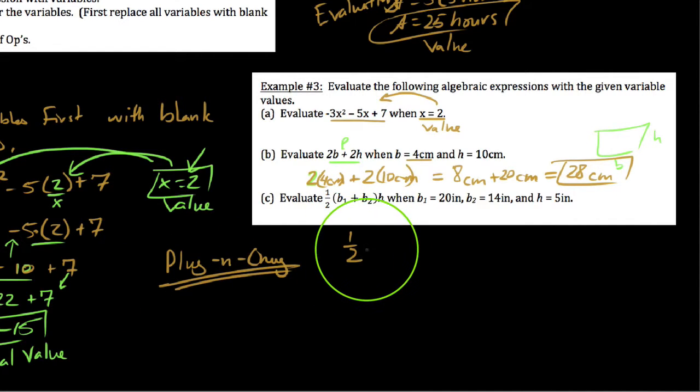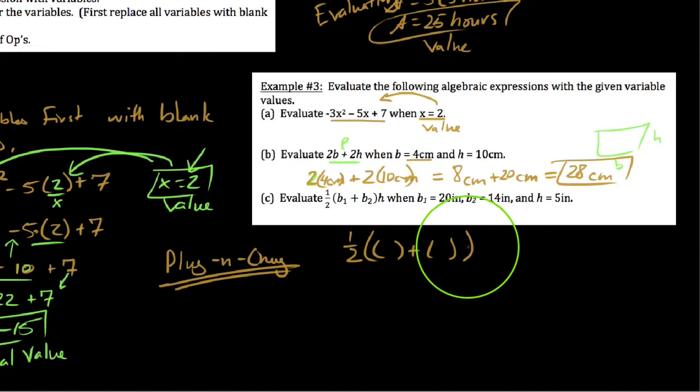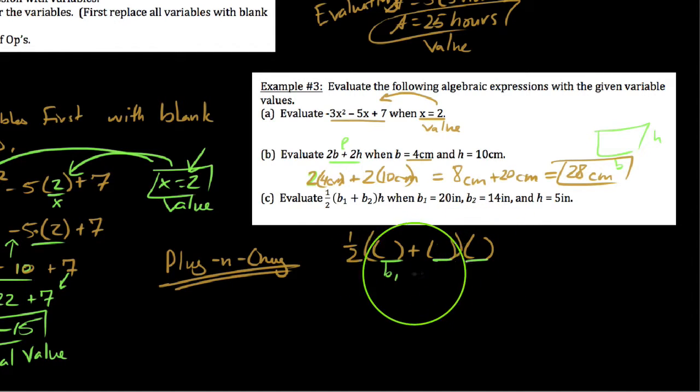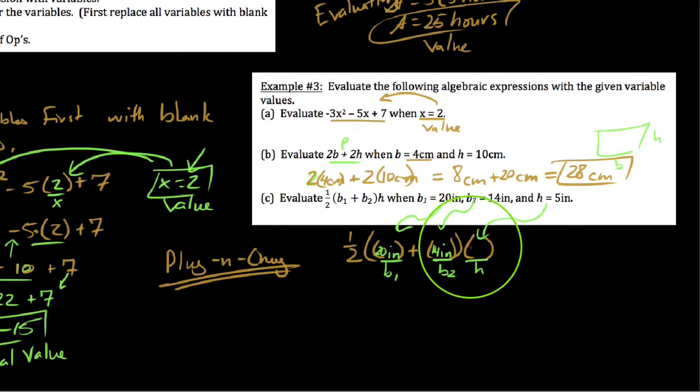And we'll do this a lot of the time. So we say 1/2, we have base 1 plus base 2, times the height. Sometimes people lightly put in pencil the variable values underneath so they know where it goes, kind of like Mad Libs. So we say, all right, B1, we have 20 inches. Be careful here. B2 looks like we have 14 inches. And then our height, we have 5 inches.